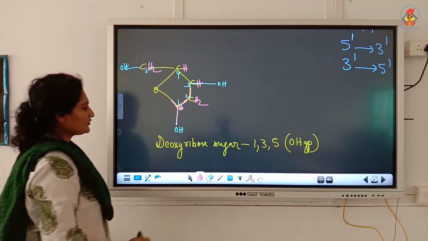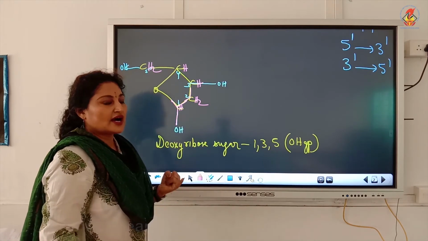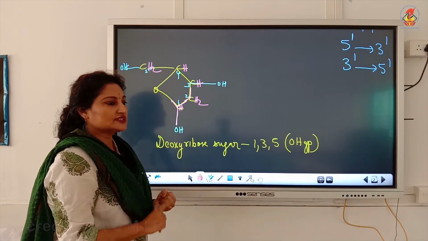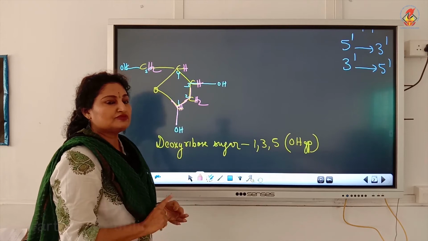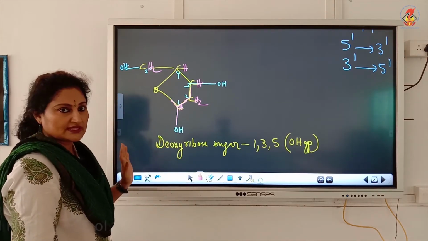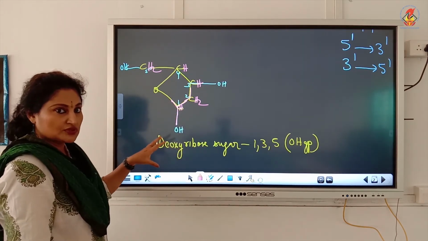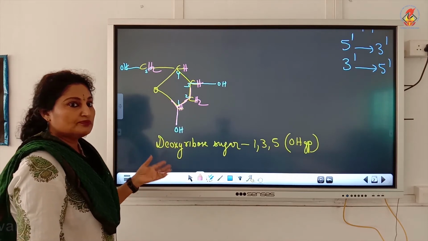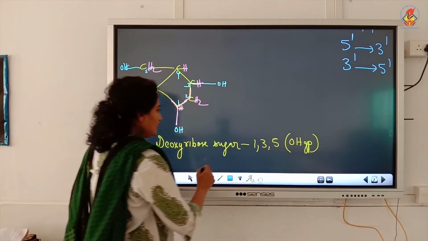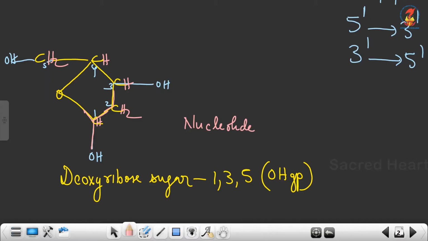Clear? So remember a deoxyribose sugar has 5 carbons and hydroxyl group is connected to the first carbon atom, third carbon atom and 5th carbon atom. It's easy to remember, at the odd numbers the hydroxyl group is connected. So this is a deoxyribose sugar. Now this deoxyribose sugar is connected to both base and a phosphate group. Then only it forms a nucleotide. We know what is a nucleotide. We have the sugar should be connected to the base as well as to a phosphate group.